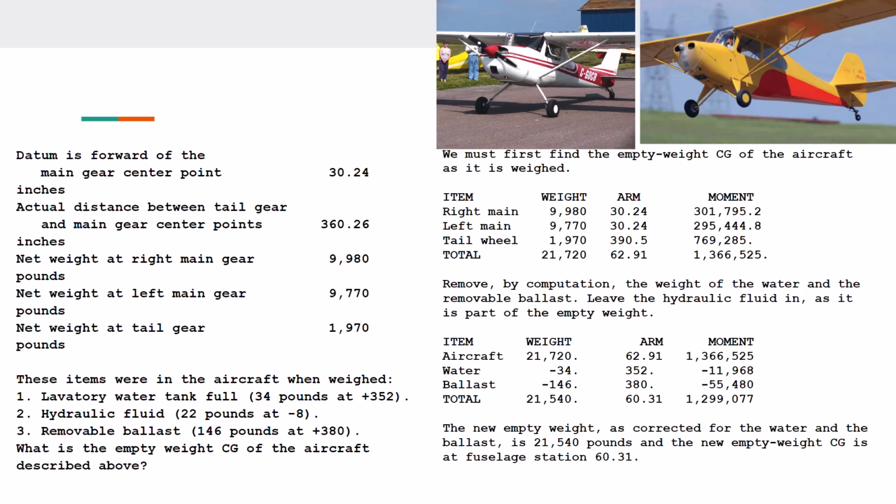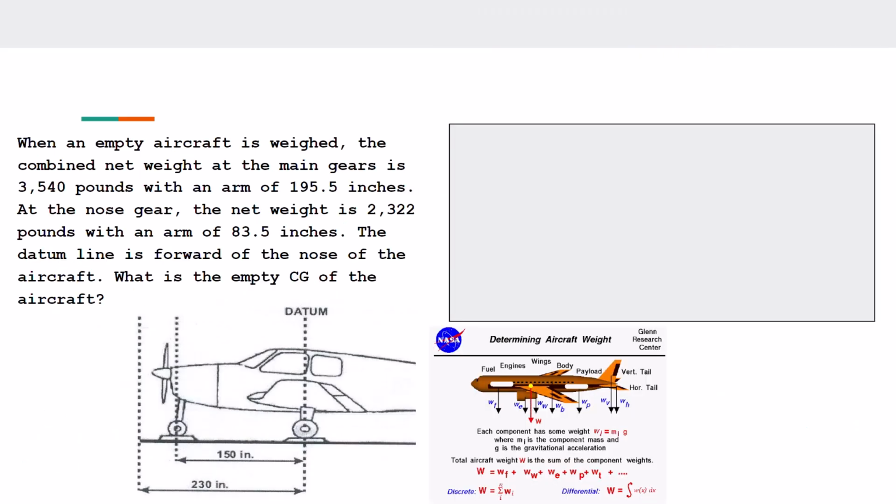When an empty aircraft is weighed, the combined net weight at the main gears is 3,540 pounds, with an arm of 195.5 inches. At the nose gear, the net weight is 2,322 pounds, with an arm of 83.5 inches. The datum line is forward of the nose of the aircraft. What is the empty CG of the aircraft?